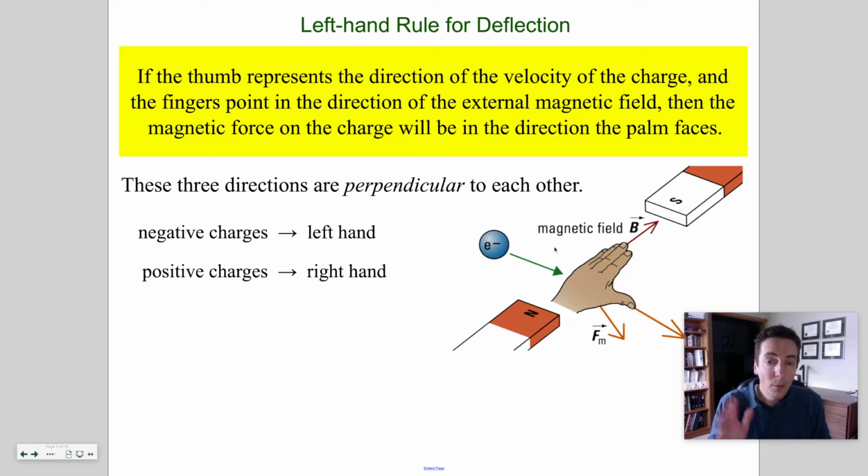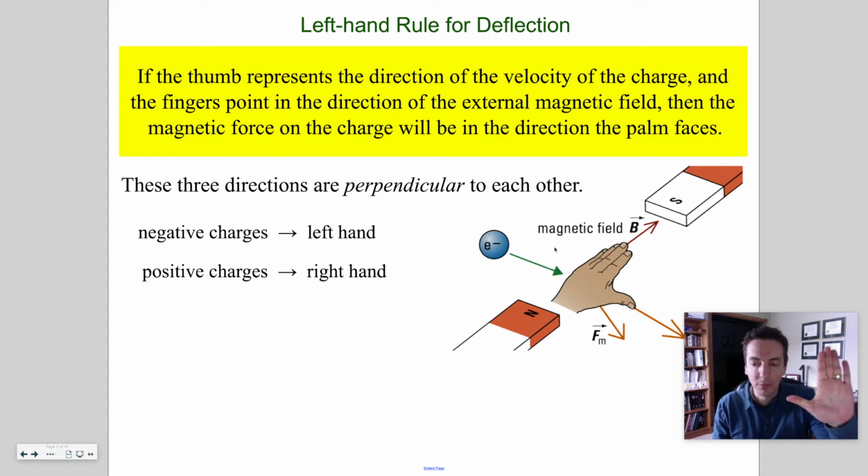Okay, so one more hand rule. Left hand rule for deflection. Left hand for negative charges, right hand for positive charges, and you put your hand like this. You make a 90-degree angle between your fingers and your thumb. The thumb represents the direction of the velocity. So whatever direction the electrons, or protons if it's positive, are going, you point with your thumb. The fingers point in the direction of the external magnetic field, and then the magnetic force on the charge will be in the direction that the palm faces.